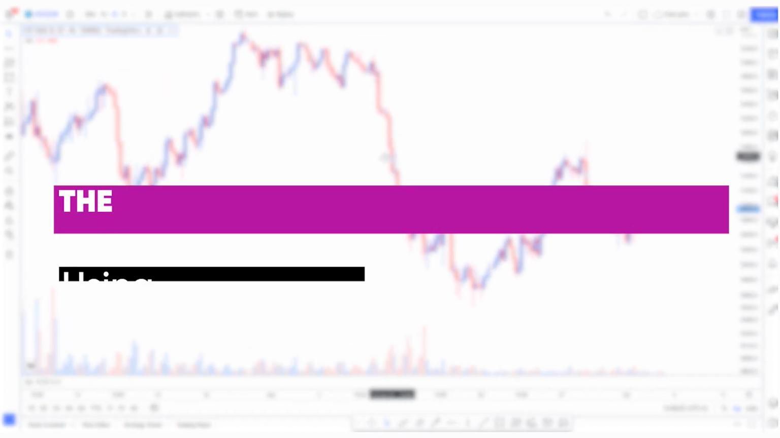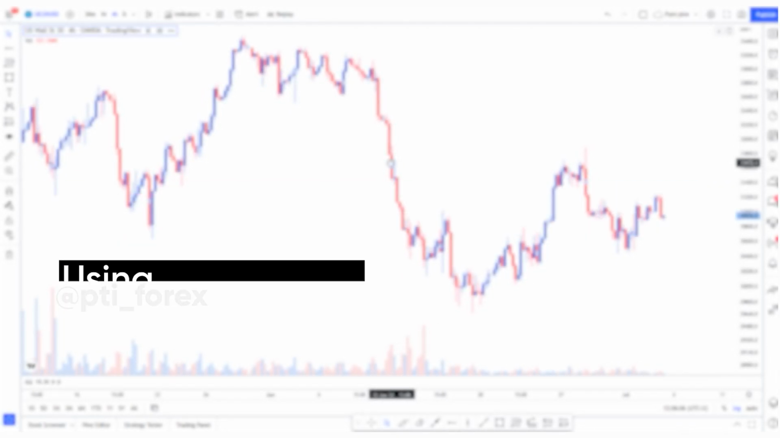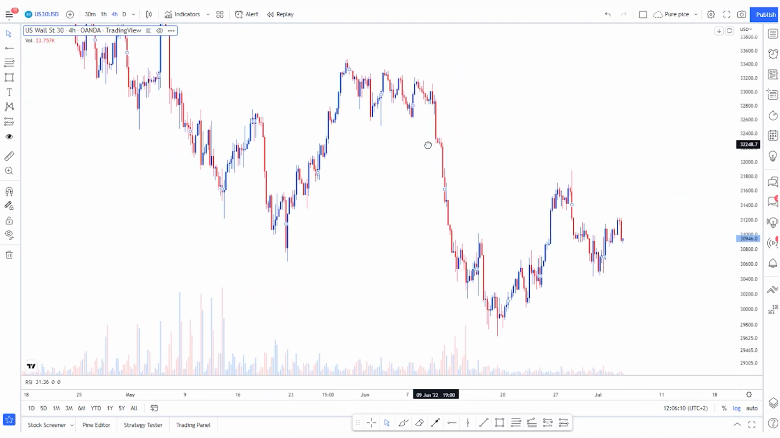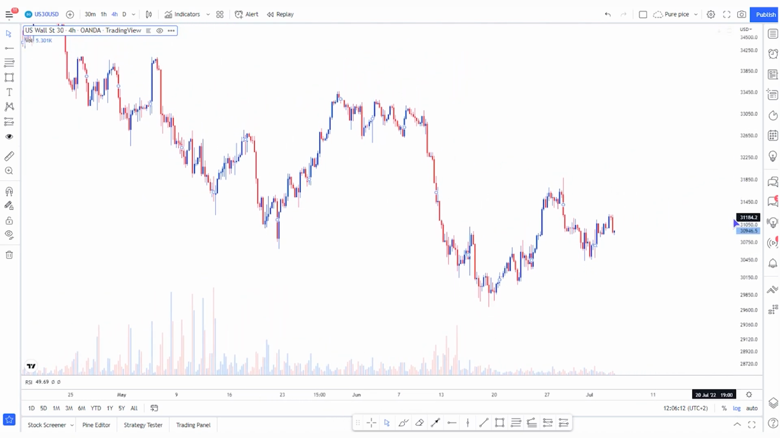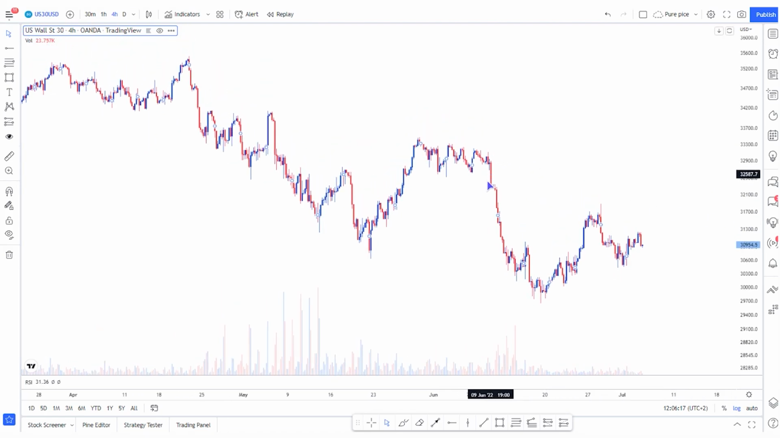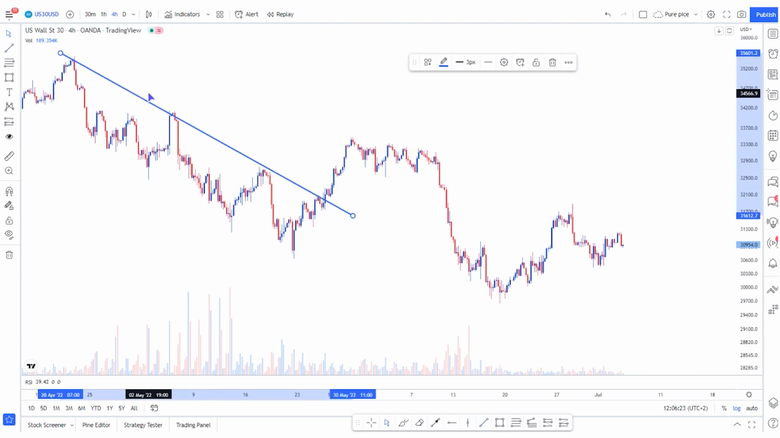So there is something interesting that I want to share with you when it comes to entries and confirming your entries. If we look at this market structure, we can see something interesting. The first thing is that the market has been moving in a downtrend. If I put my trend line, we have that first flow there. The market has been moving in a downtrend, and then something changed.